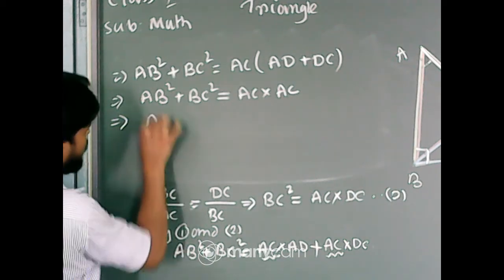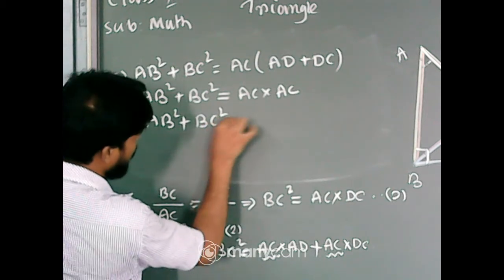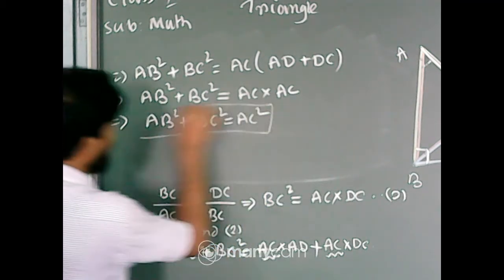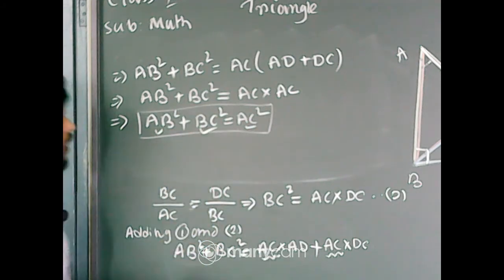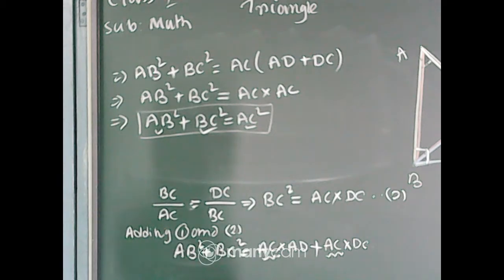which implies AB square plus BC square is equal to AC square, and hence proved, which means the hypotenuse square is equal to the sum of the squares of the other two sides. So, this is the complete proof of this theorem.